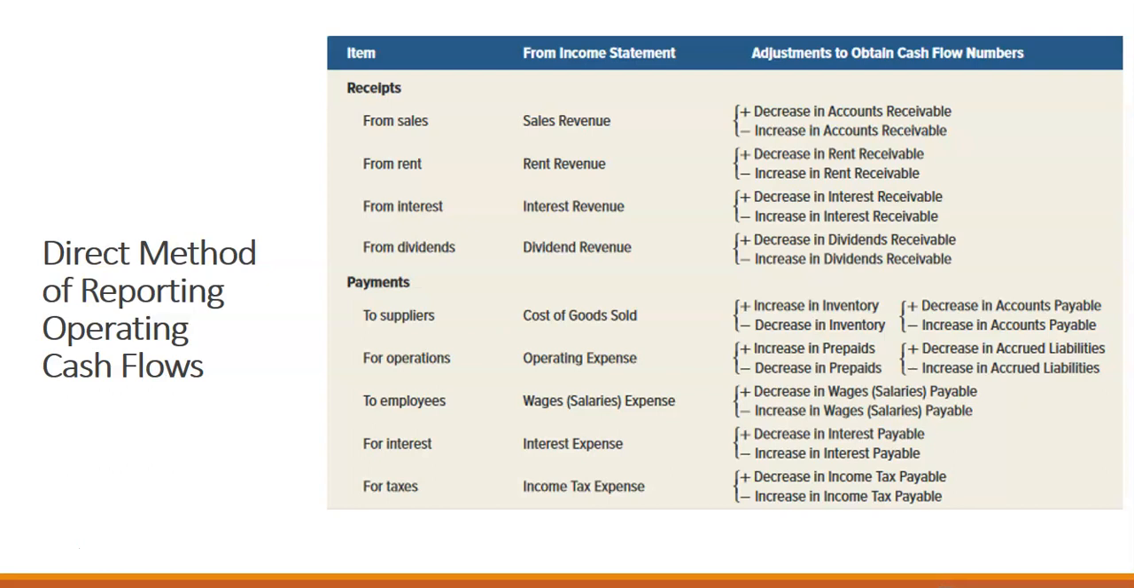To employees, we take our salaries expense plus or minus any changes in payable accounts. For interest expense, it's the interest expense plus or minus our changes in interest payable. And for income tax expense, it's the tax expense plus or minus our income tax payable. So we need the income statement, the previous balance sheet, and the current balance sheet in order to prepare our statement of cash flows.